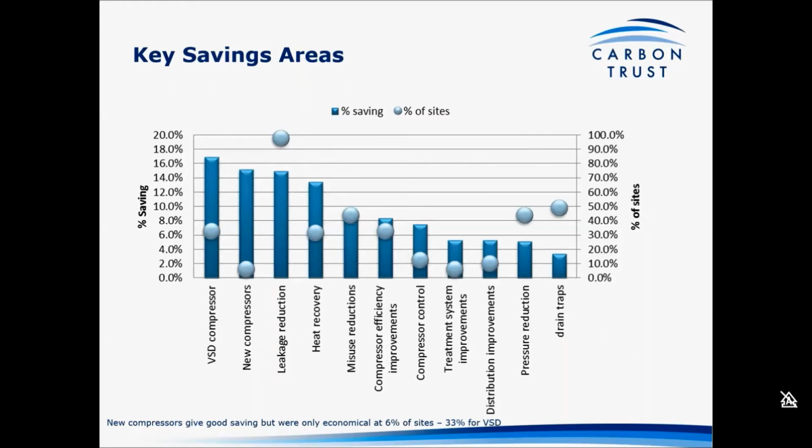So, areas where you'll go to find the savings. This chart was constructed out of, I think, over 40,000 Carbon Trust surveys over the years, and we've taken all of the recommendations on compressed air systems. So on the left-hand axis you've got the percentage savings of the opportunity, and then on the right is just how common those opportunities are. The obvious one there is the leak reduction.